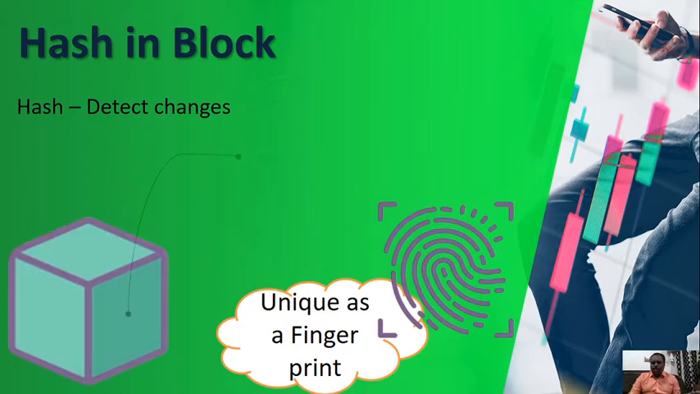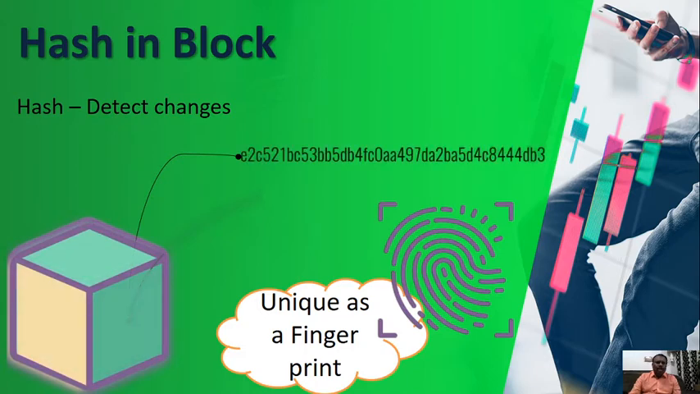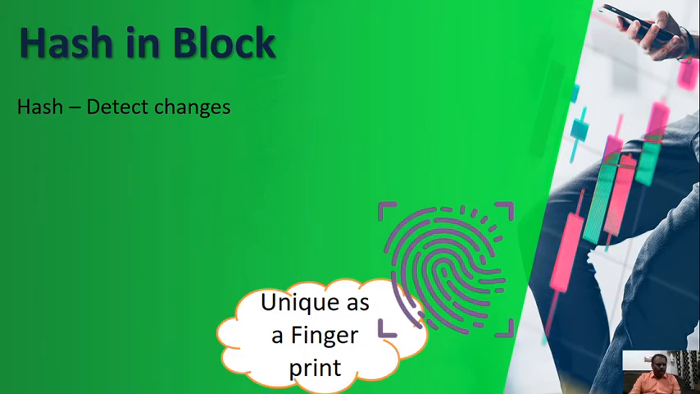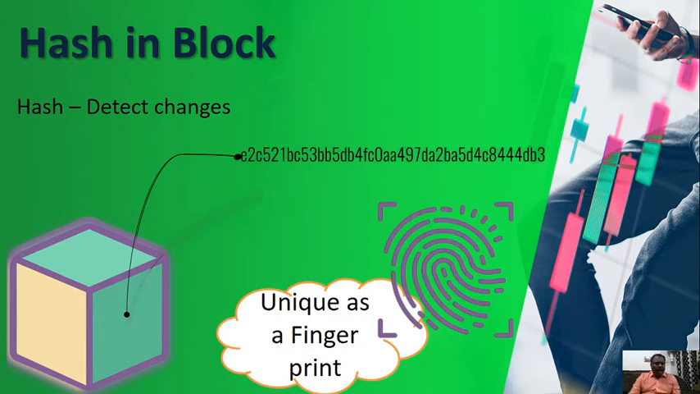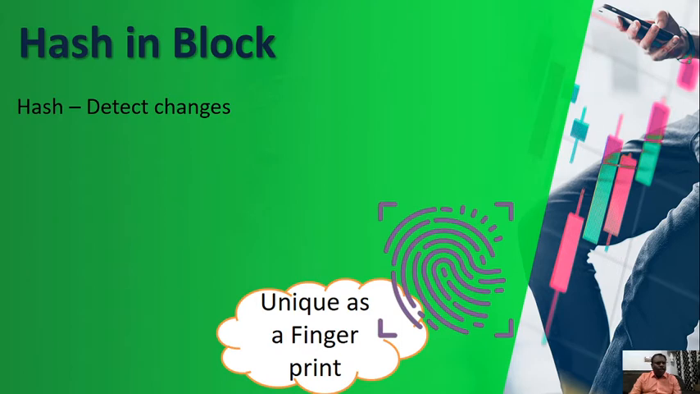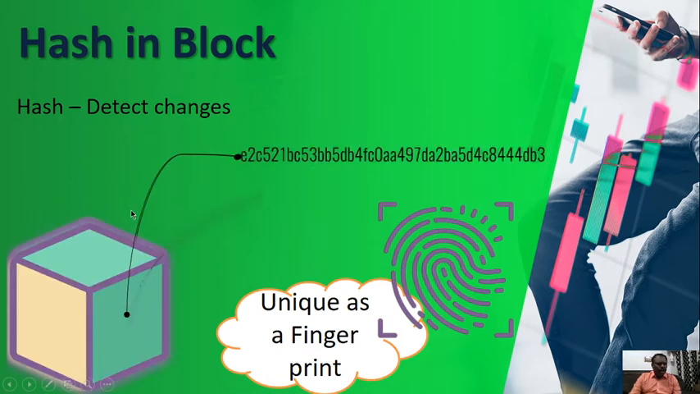What is a hash? A hash is a code which allows you to detect a change in that particular block. When there is a change in the data, it automatically changes the hash value as well. A hash is basically like a fingerprint. It's unique, and that's the beauty of the hash. So any change in the data in the block changes the hash value. That gives a secure chaining concept.